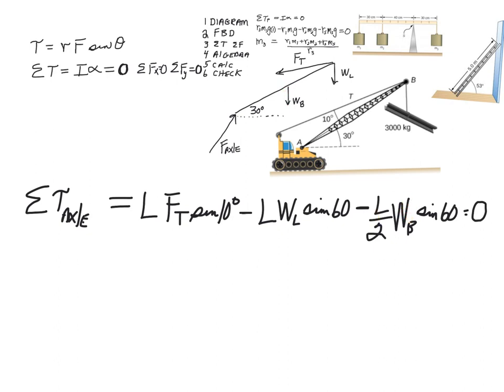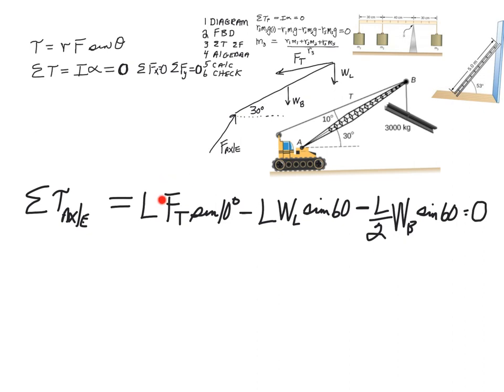And then the weight of the boom acts at a distance L over 2. That's the mass of the boom times g, and that also acts at an angle of 60 degrees. All that's equal to 0. Notice, like in previous problems where we could divide by g, every term has an L in it. And so if you divide by L, it'll cancel out. You don't need it in the final expression.